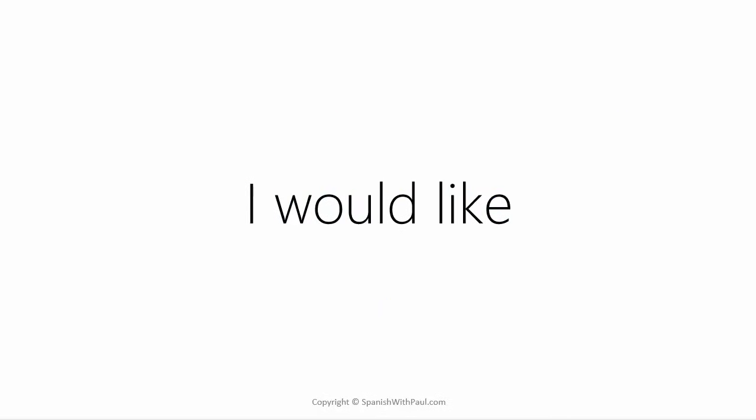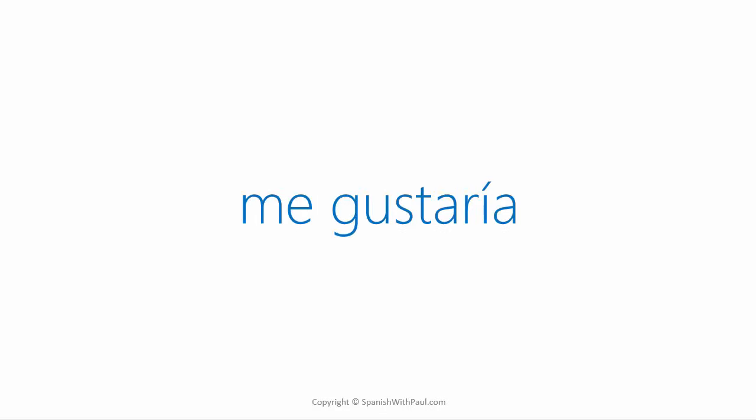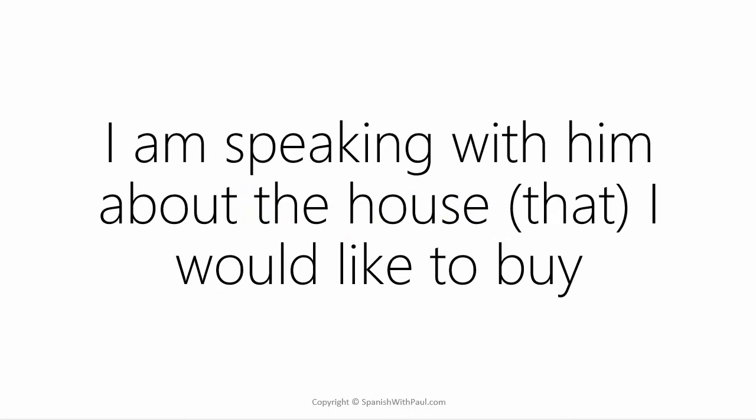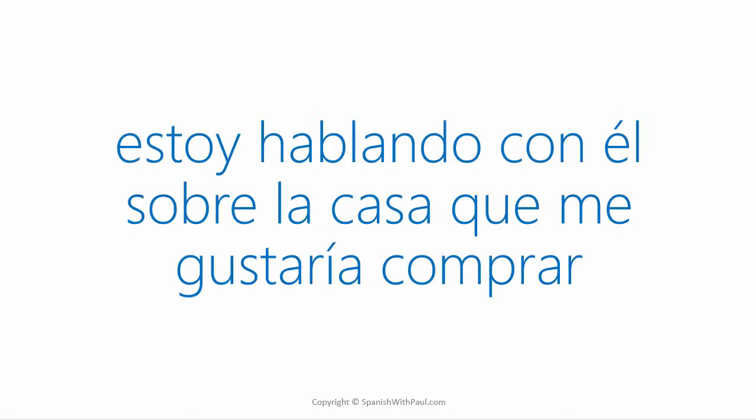How do you say I would like? Me gustaría. Literally, to me, it would be pleasing. Now try to say, I am speaking with him about the house that I would like to buy. Here's the answer for you. Estoy hablando con él sobre la casa que me gustaría comprar.